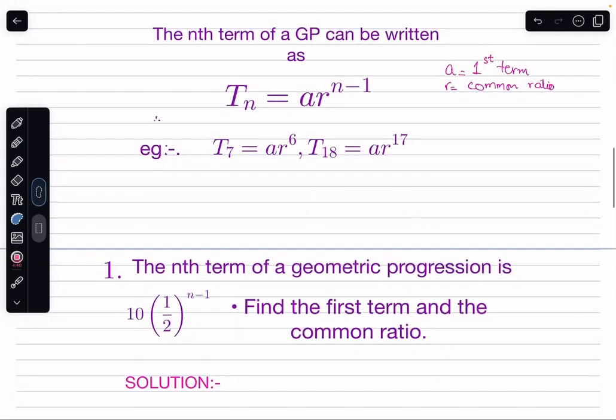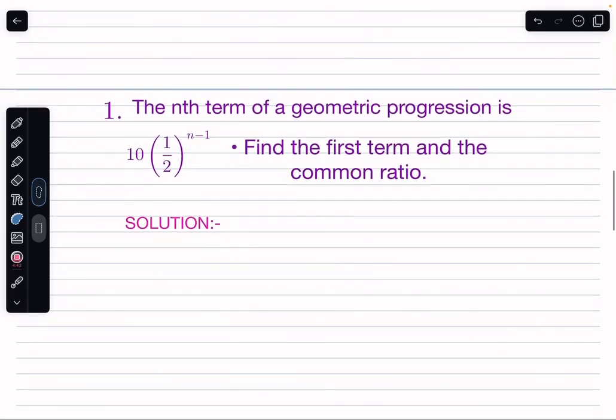Let's do a question. The nth term of a geometric progression, GP, is given as 10 into 1 by 2 to the power n minus 1. Find the first term and the common ratio. Now the formula that we have at the moment is Tn, the nth term, equals 10 into 1 by 2 to the power n minus 1.